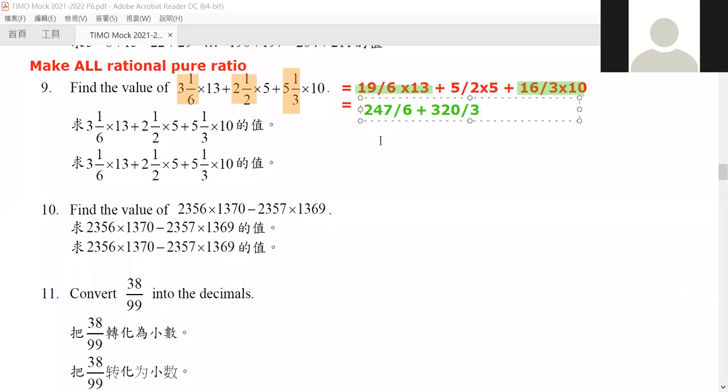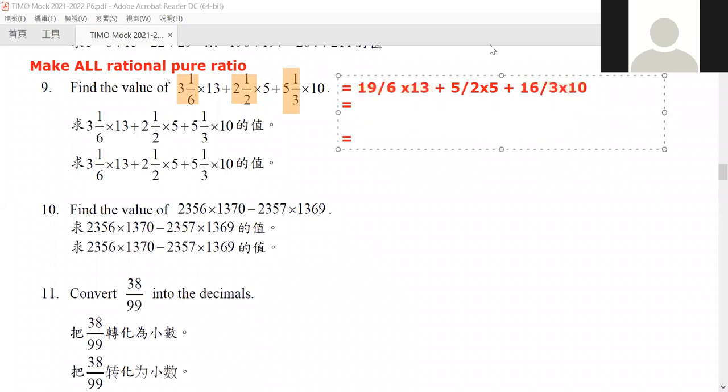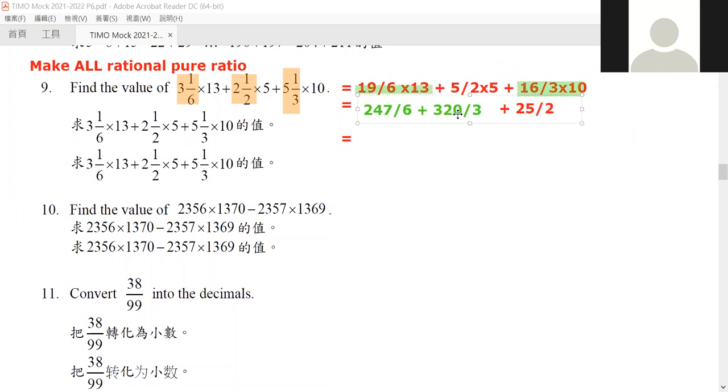And then later on, we combine the two and then add the final one, which is 25 divided by 2. Now we want to combine the green part first. If we combine the green part, what we get is the following. Instead of 160 over 3, it is 320 over 6. So if we add them together, it will be equal to 567 over 6.